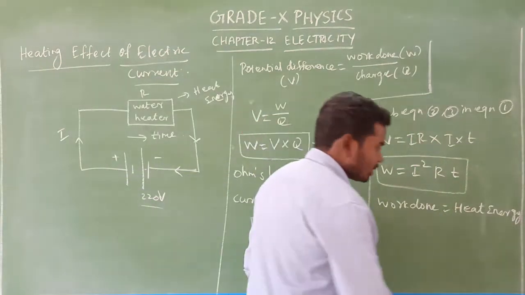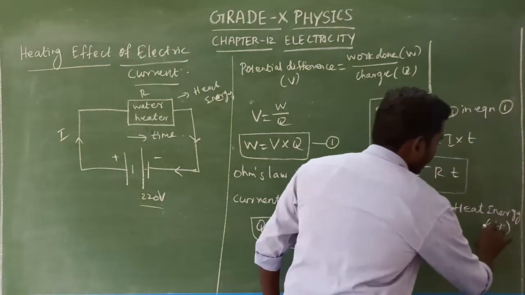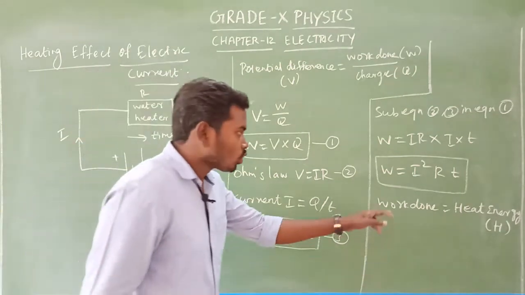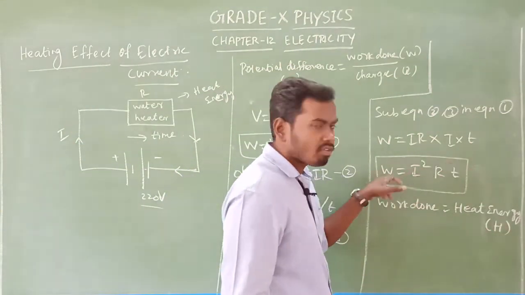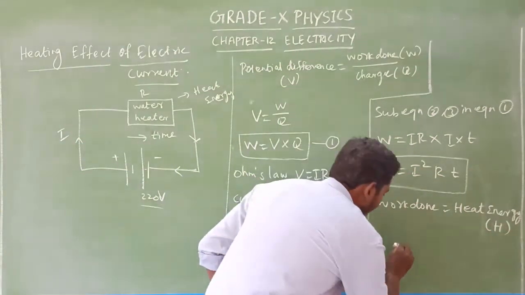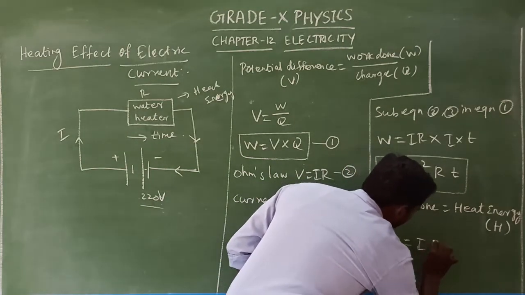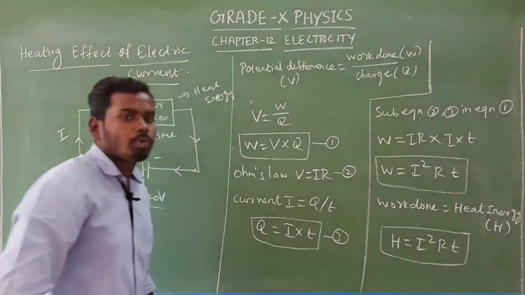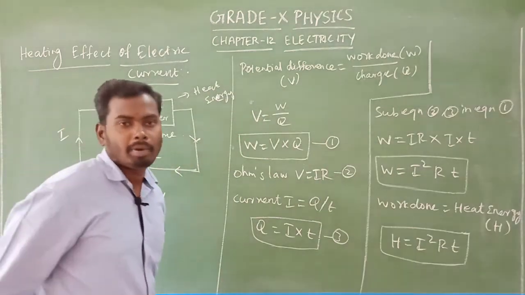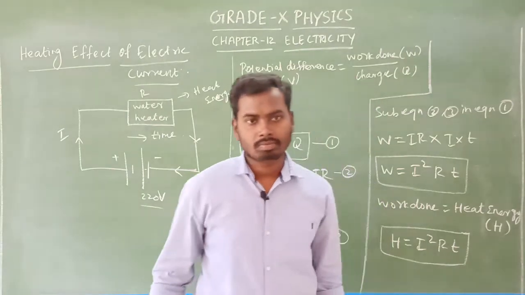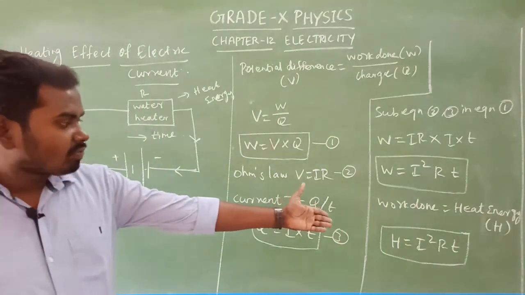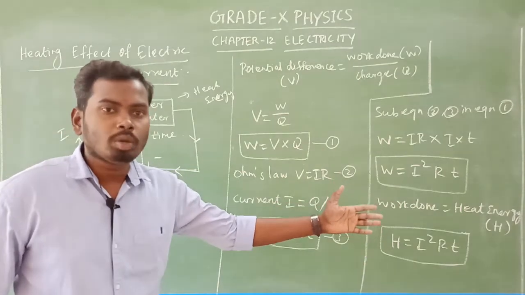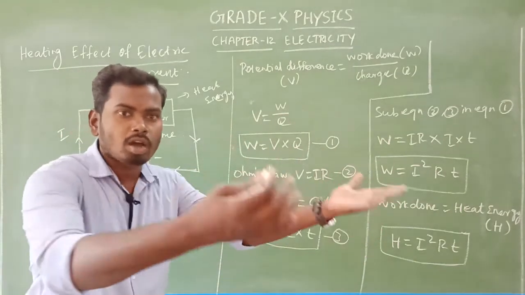The symbol for heat energy produced by an electrical appliance is capital H. So we can write H instead of W, and the formula will be H equals I square R T. This is the formula to calculate the heat energy produced by an electrical appliance when it is used for some time. That's all, students. Very easy.